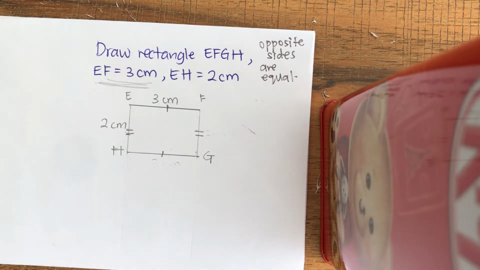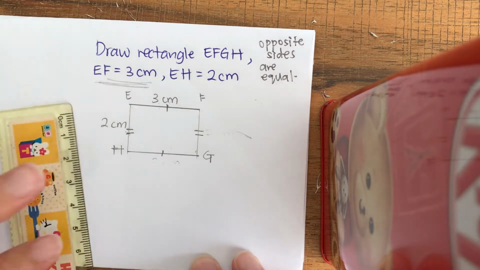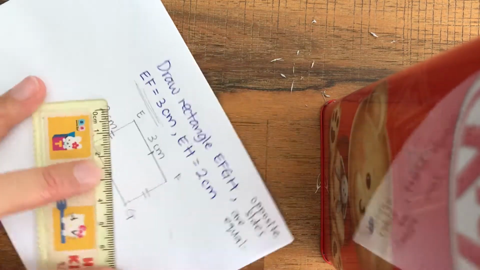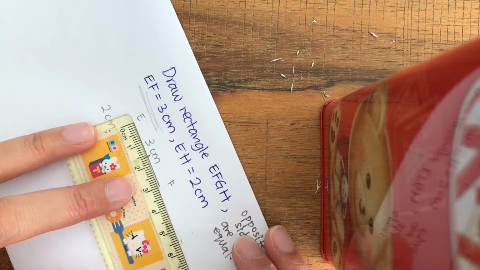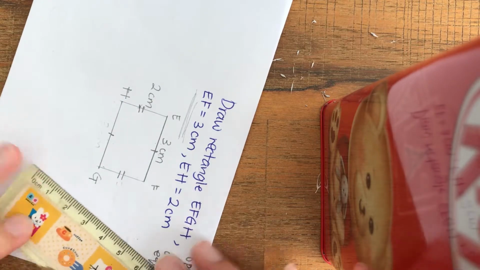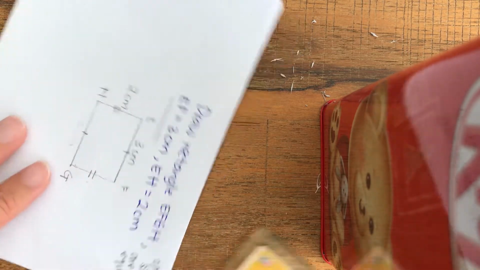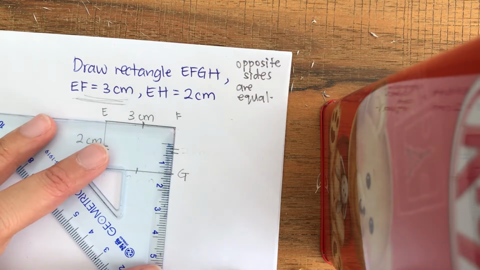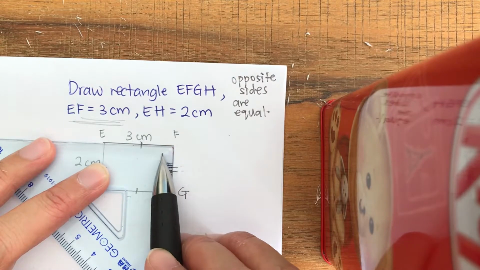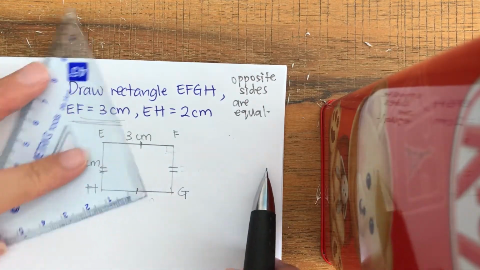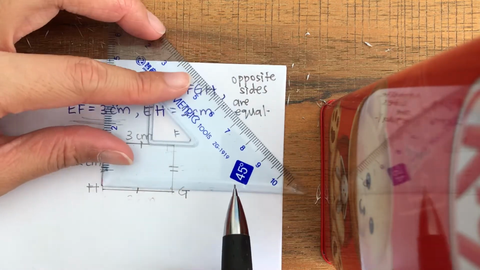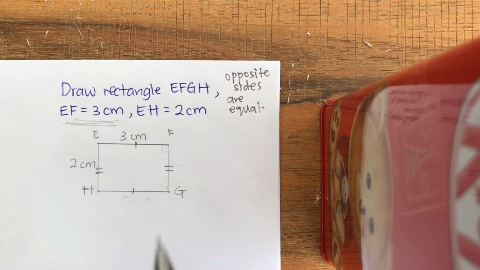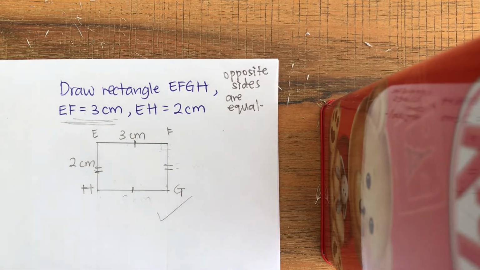What you can do is you can actually check for the length. 2 cm, 3 cm, 3 cm, 2 cm. So yes, opposite sides are equal. Next, rectangles are also made up of 4 right angles, right? Do you see a right angle here? Yes, because the set square has a right angle and this is also a right angle. So I check for right angle as well. So I can safely say that my answer is correct because I've checked my answer.